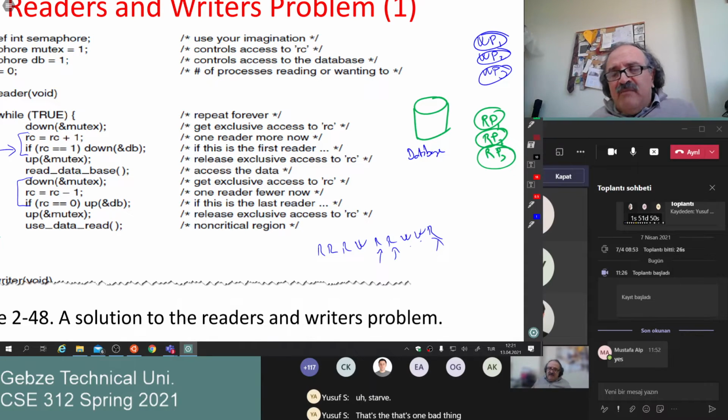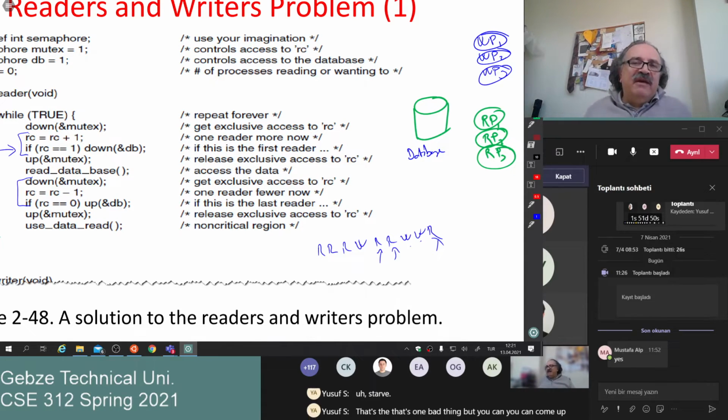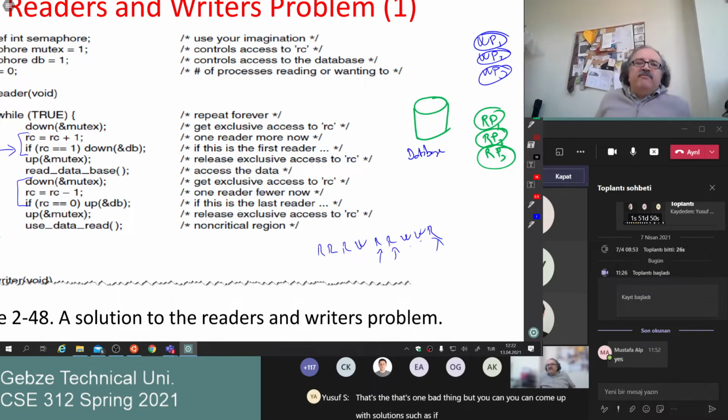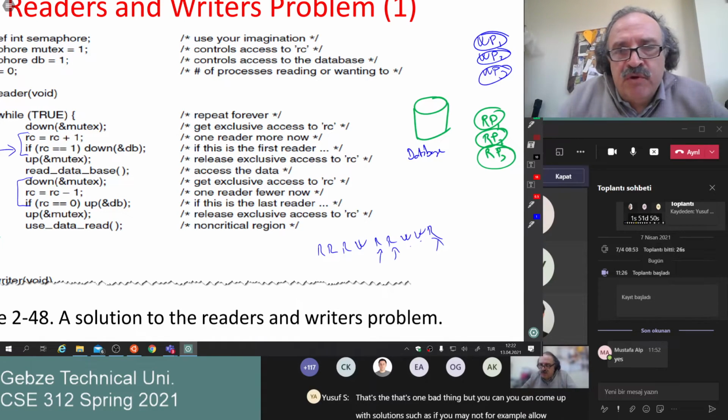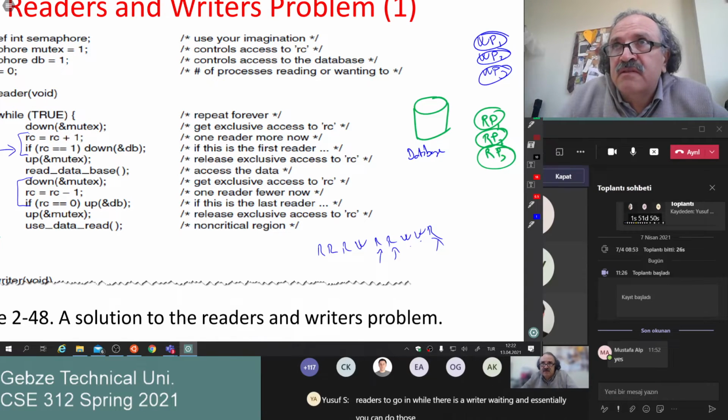Well, you can come up with solutions such as, for example, not allowing any readers to go in while there is a writer waiting, and so on. You can do those prioritizations.